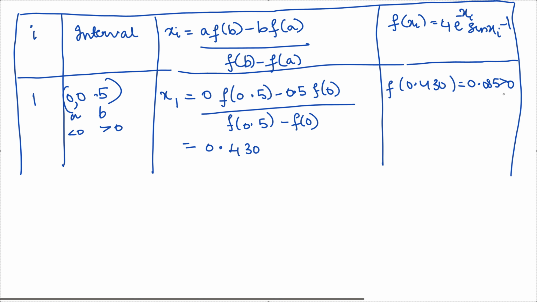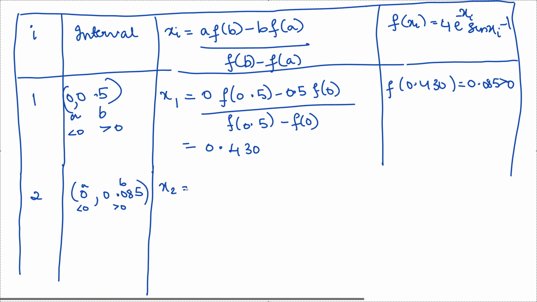So since this is greater than 0, in the previous interval what did we have greater than 0? 0.5, right? We will replace that with the new x value. So now the second interval is 0, 0.085. So this is A now, this is B, this is giving us less than 0, this is giving us greater than 0.